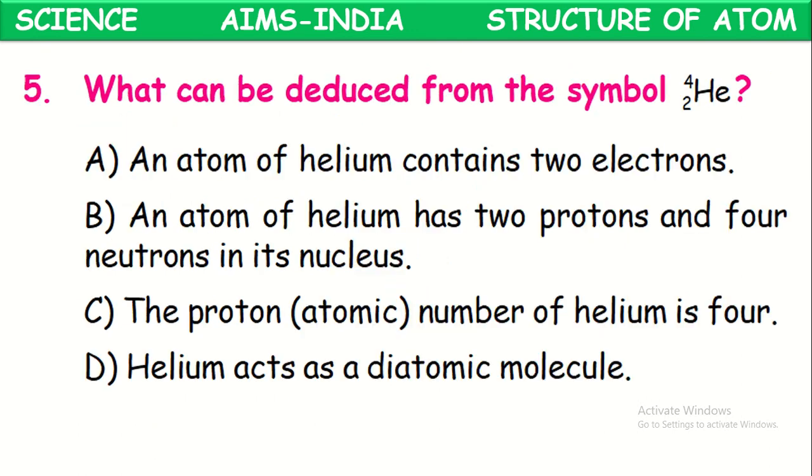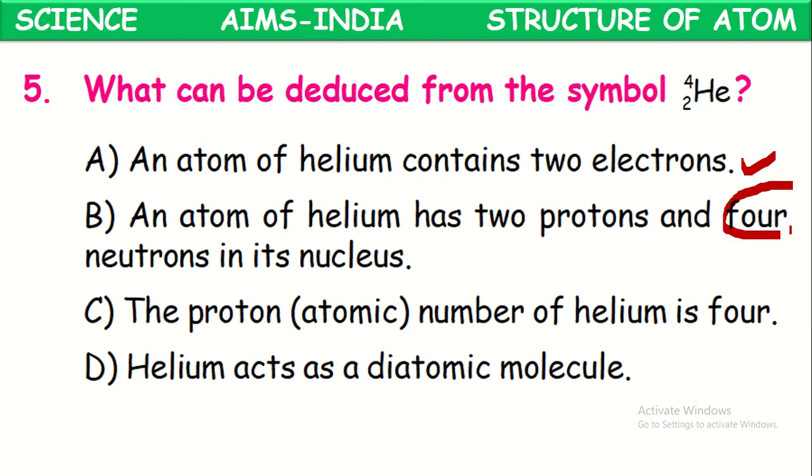Next, what can be deduced from the symbol 2He4? What can we deduce from this? An atom of helium contains 2 electrons. Of course, an atom of helium has 2 protons and 4 neutrons.